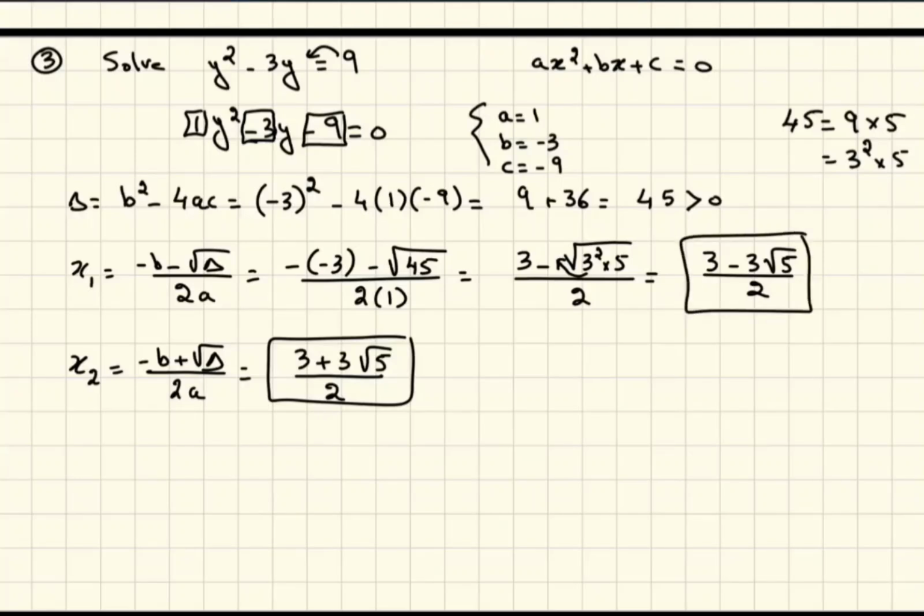So it has two answers, and here they are. Now, if they write for you one option, which is 3 plus or minus 3 radical 5 over 2, you will select that as the correct answer, because one of the answers is with plus, the other one is with negative.